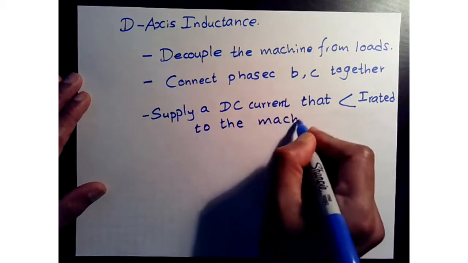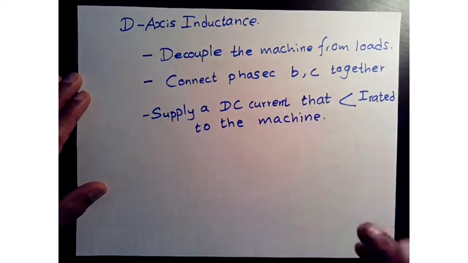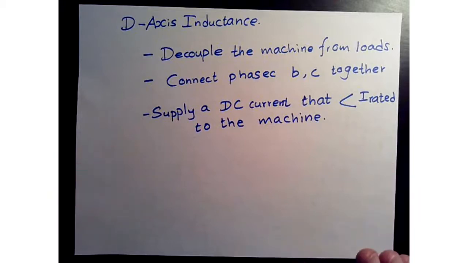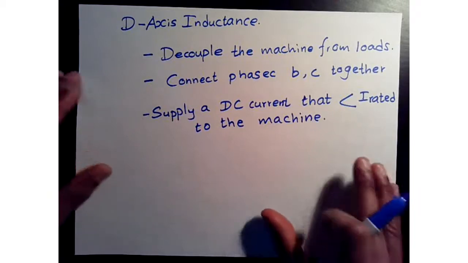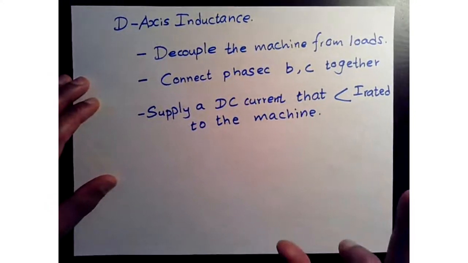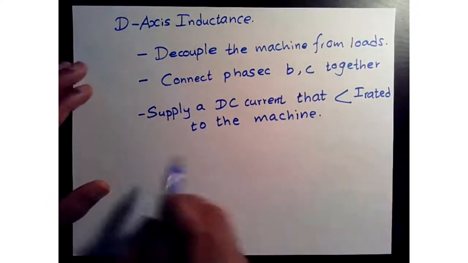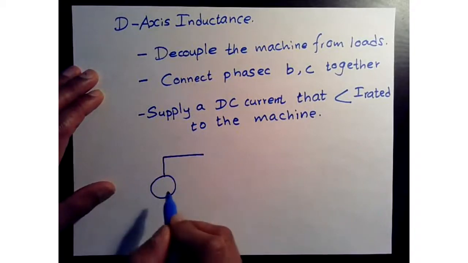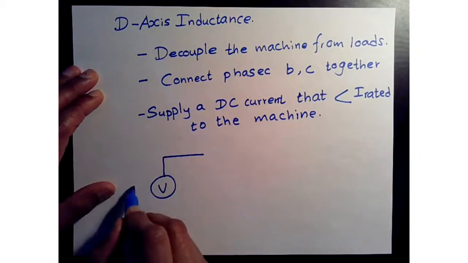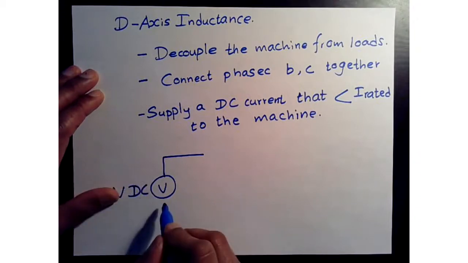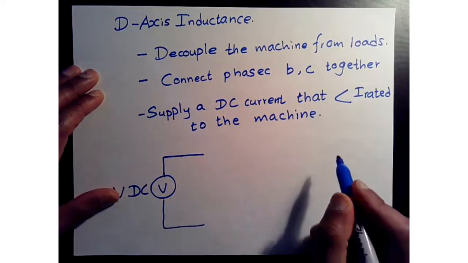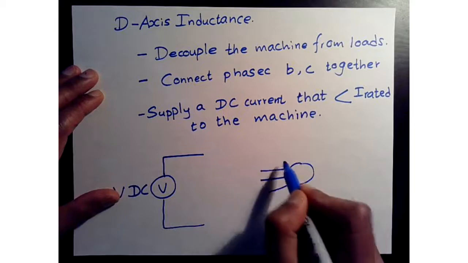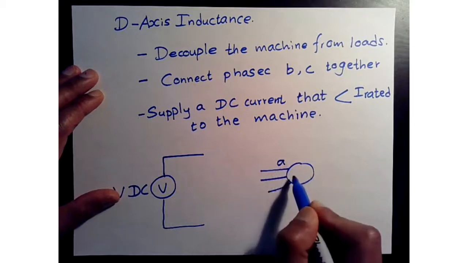Okay, now what I want you to think about at this point is, why do we do this? What will happen when we apply DC current to this AC machine? This is what I want you to initially think about. So I'm going to draw what this will look like, and in the meantime, I want you to think about what is actually happening. Okay, give me some ideas. Why is this going to help us measure our d-axis inductance?